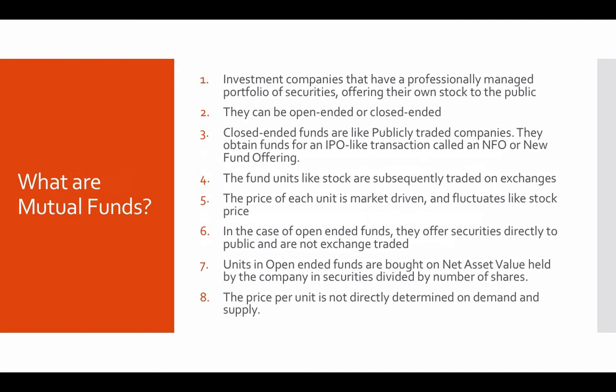Now, since they can't be listed on exchanges, the prices of open-ended funds are not market driven. So they are priced at the asset value, that is the net asset value. So that's point number 7, where units in open-ended funds are bought on net asset value held by the company in securities. So that's the assets which they hold. They're basically investment companies, and all they have are securities. So you divide the total value of securities that they hold by the number of shares that they are issuing. This gives us something known as NAV per share. So the NAV per share is essentially the price of open-ended mutual funds.